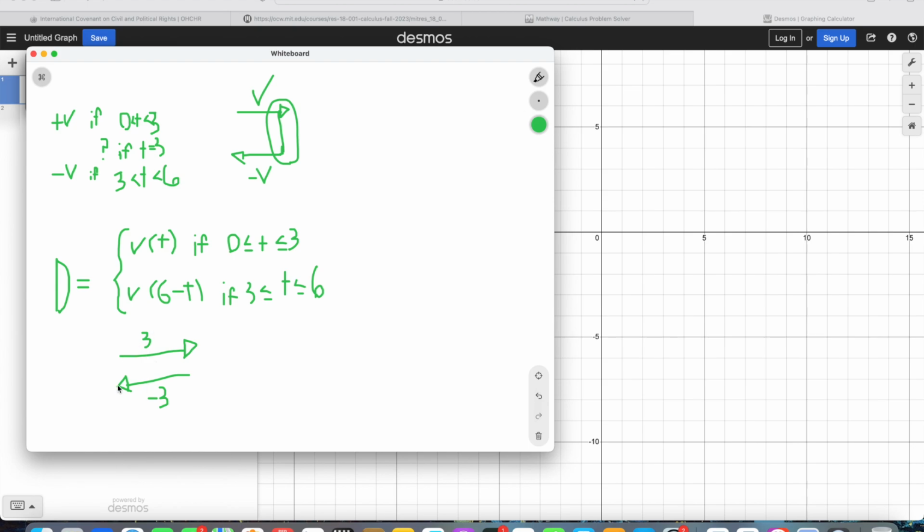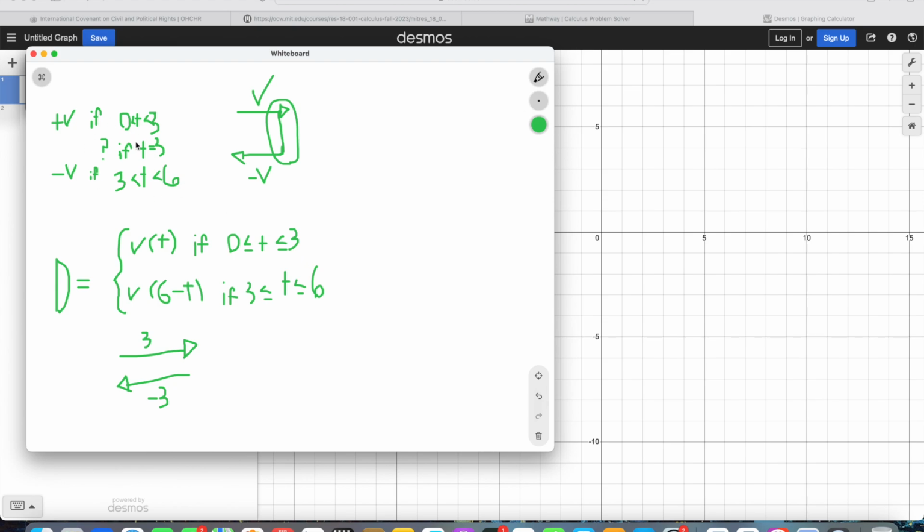So t can equal 3 because he would be at 0. It can equal 6 because he would be at 0. It can equal 3 because he would be at 3. It can equal 4 because he'd be at 2. And it can equal 2 because he'd be at 2. So we always know where he's at in terms of distance with respect to time. So t can equal these values.